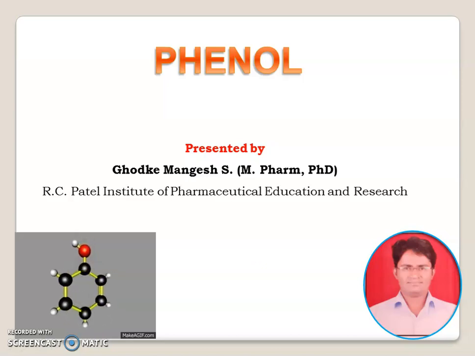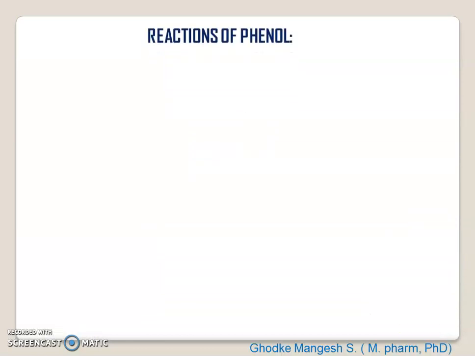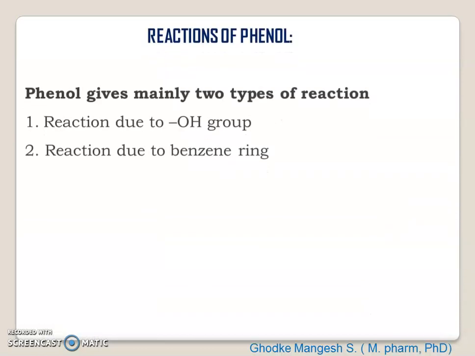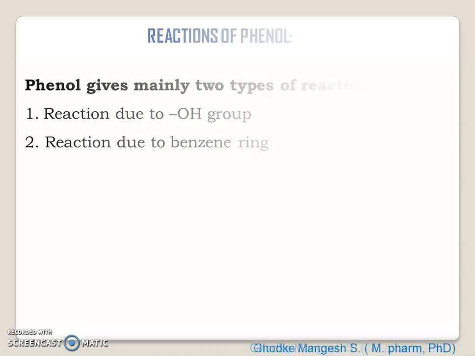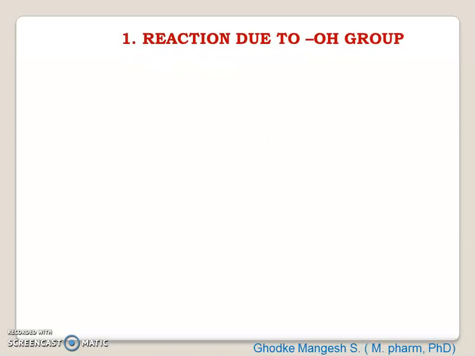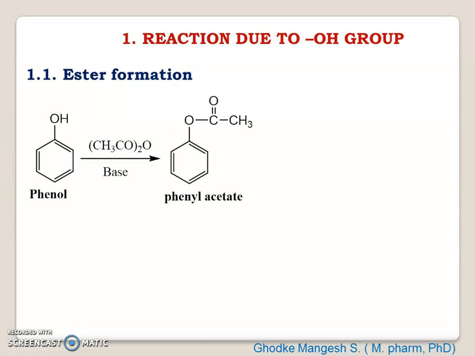I am here to discuss phenol and its chemical reactions. So the reactions of phenol fall into categories like reactions due to the OH group and reactions due to the benzene ring. First we'll go through the reactions due to the OH group. In that, the first reaction is ester formation.